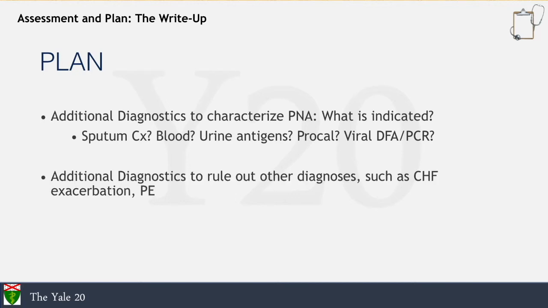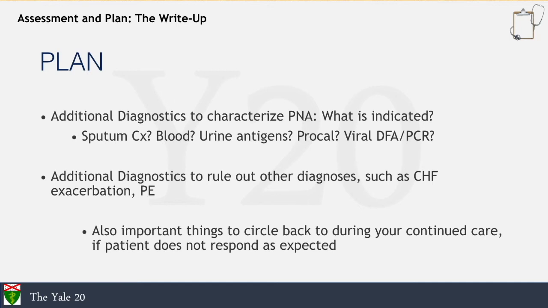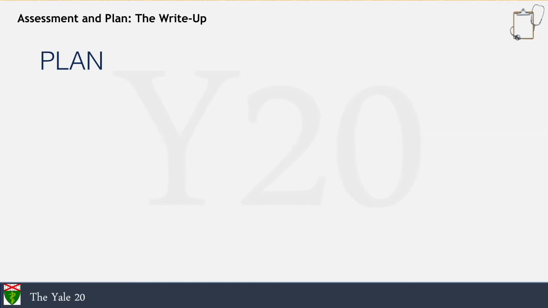Speaking of tests you should do judiciously and not every time, think about additional diagnostics to reassure rule-out of other diagnoses, such as CHF exacerbation or PE. You know, even though you just watched a pneumonia video more recently than a CHF video, doesn't mean your patient's body did the same. But seriously, these alternate diagnoses are important things to circle back to during your continued care if the patient doesn't respond as expected.